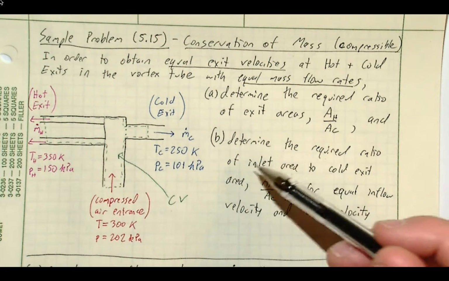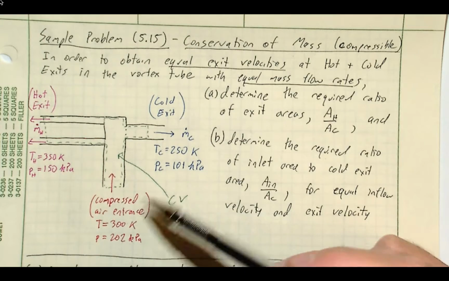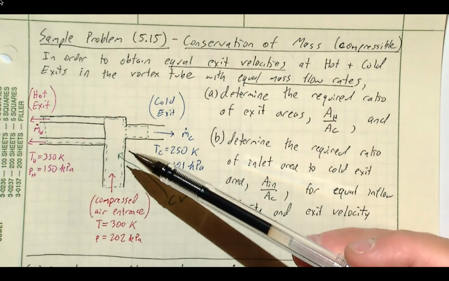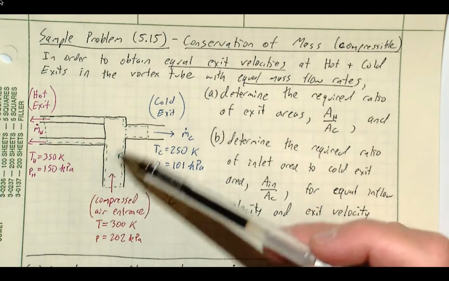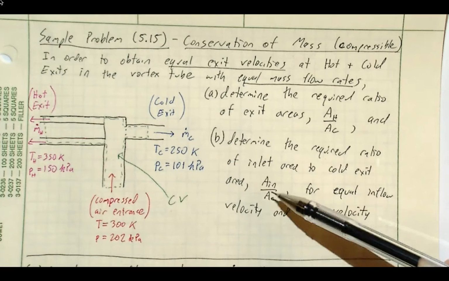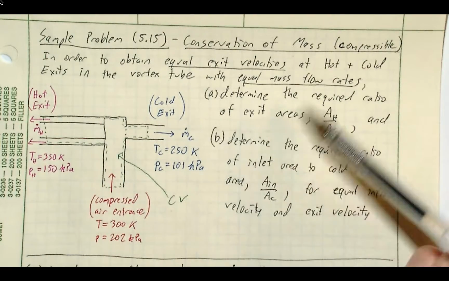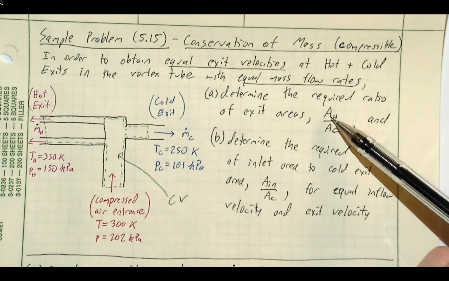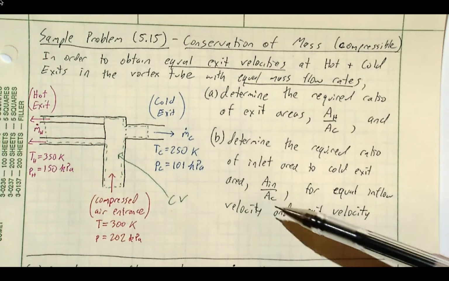Now I'm also going to add on that if we also say that the inflow velocity must equal the outflow velocities, right? So if the velocities are everywhere the same, velocity here is the same as here and here, what is the cross-sectional area of the inflow part compared to the cold part, right? So this is the exit areas, hot over cold. This is going to be the inflow area to the cold area.